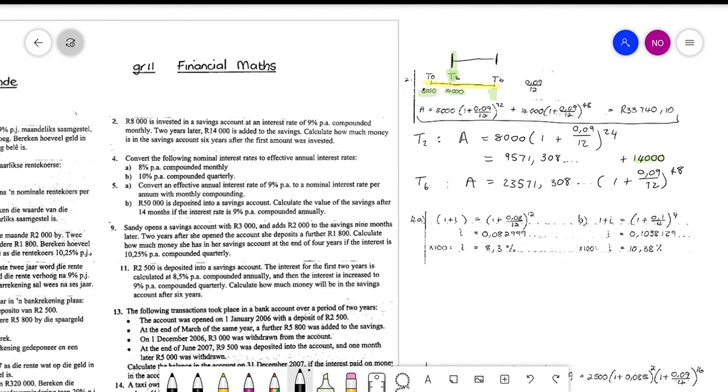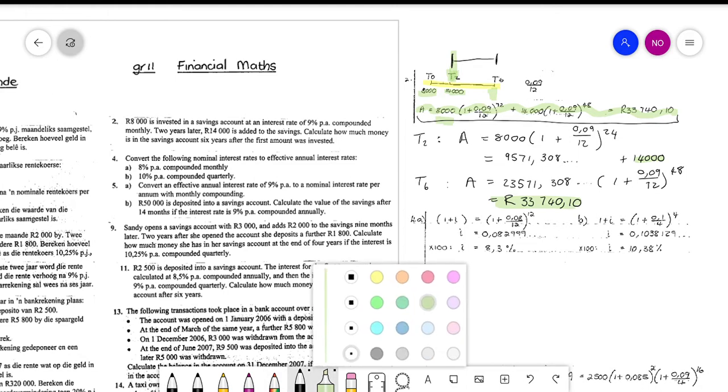Please be the correct answer. Yes. So you get a total value of 33740,10. Okay. So if the memo's answer makes sense to you, use that one, or this is another method. So wat die memo doen is hy sê daai R8000 lê vir die volle 6 jaar. So you take the 8,000 and that accumulates interest over the full 6-year period. This 14,000 only accumulates interest for 4 years. So that's why you only use to the power of 48. Okay. So ek hoop dit het julle gehelp om gou 'n quick refresher daarvan te hê.